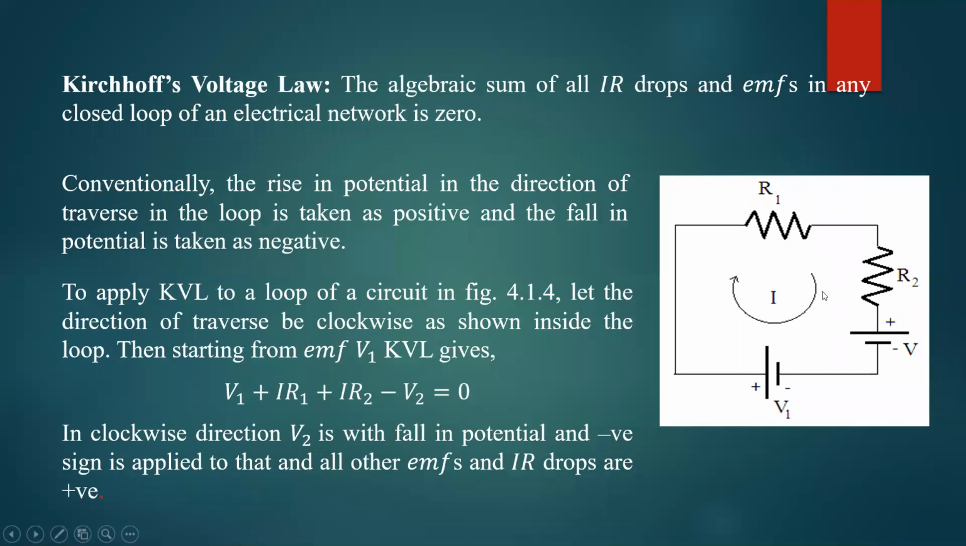So finally, you will get V1 plus IR1 plus IR2 minus V2. This sum should be equal to 0. Okay, so in clockwise direction, V2 is with fall in potential and a negative sign is applied to that. And all other EMFs and IR drops are positive because corresponding to these, there is a rise in potential.